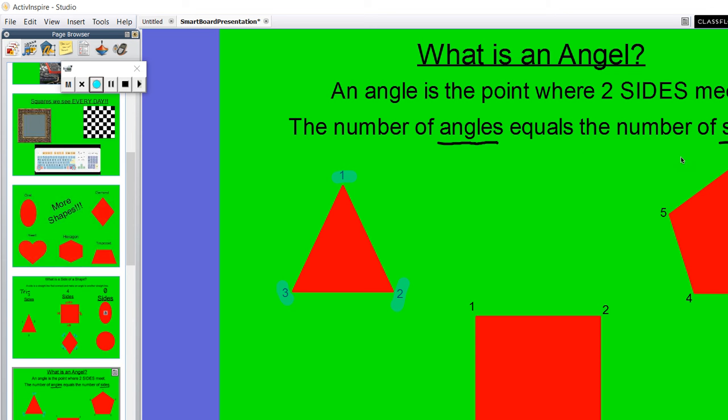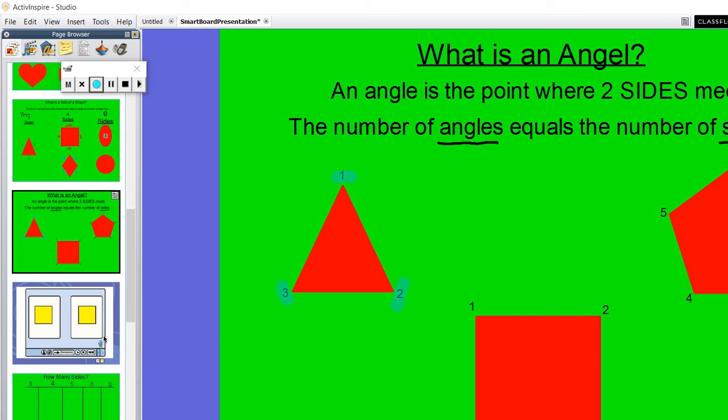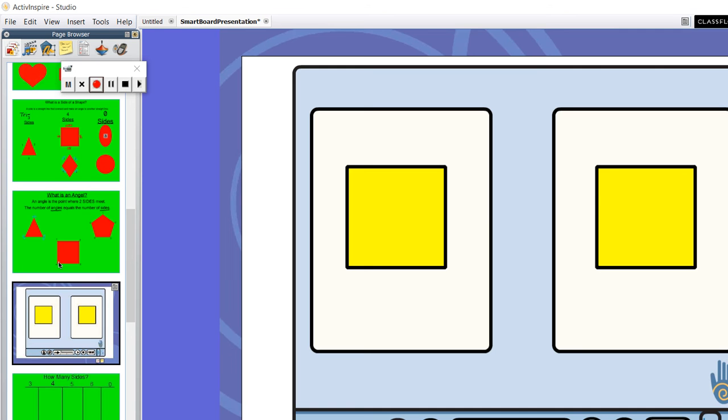Okay, let's just go down here. Here is a shape generator that we could use on our Promethean board to have kids go up and be interactive with our lesson. So, the three basic areas that we covered were the names of shapes, then we went over the number of sides of a shape, and then we also went over the number of angles of a shape.